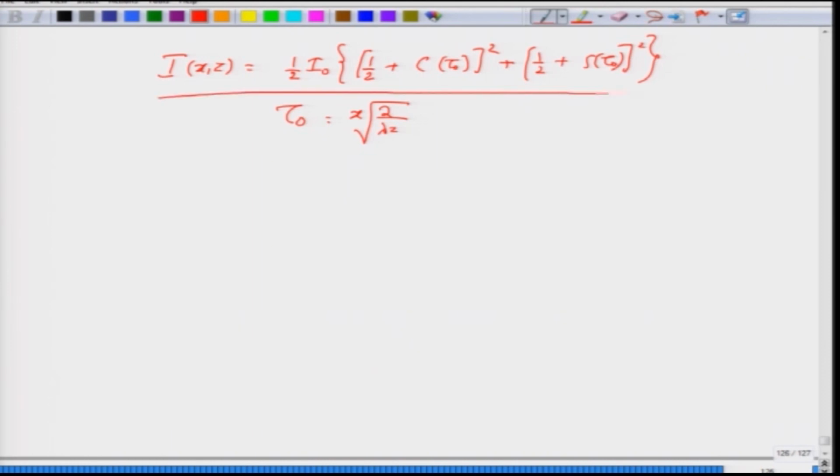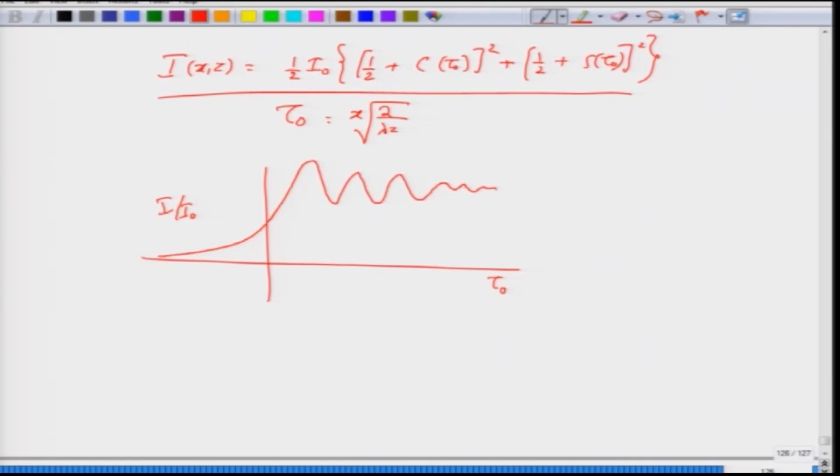This is a complicated expression, but if you plot the intensity pattern normalized to I 0 as a function of tau 0, which is basically x times the square root of 2 by lambda z, you will find that exactly at 0 the intensity will be one fourth, and then after that it would actually start to oscillate. So, this would be half and this would almost go to 0 when you move into the negative regions, and what you see here is that it would actually be oscillating. So, this is a very interesting phenomenon.